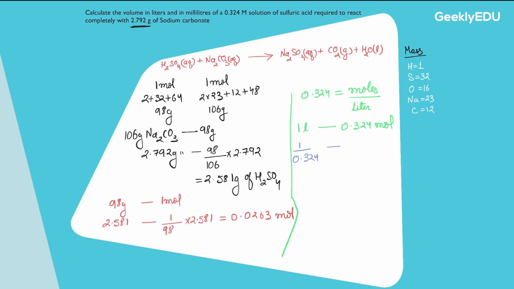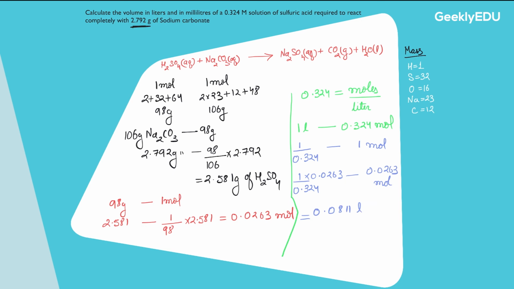0.324 moles are in 1 liter, right? But how many do you need? You need 0.0263. So 1 by 0.324 into 0.0263. Now if you do the maths, that is 0.0811 liters. Now you have been asked for volume in liters and milliliters.